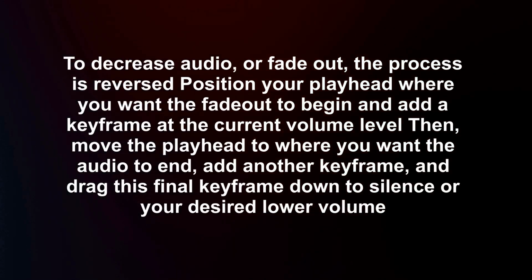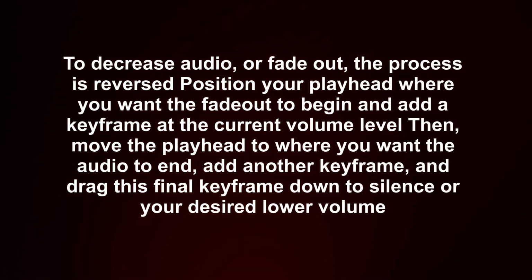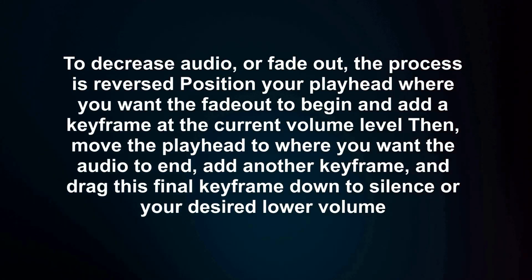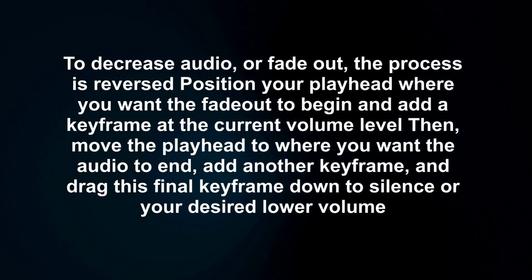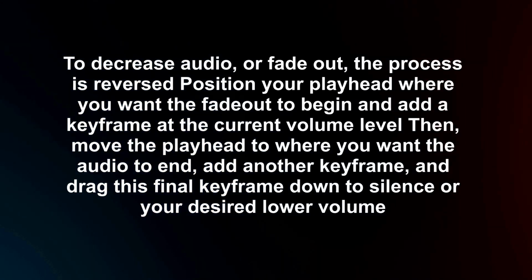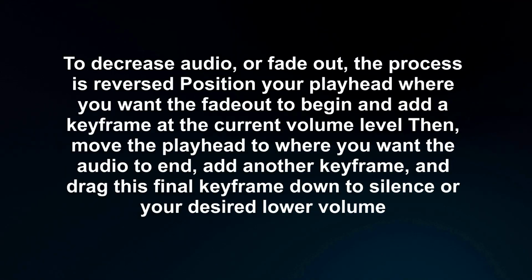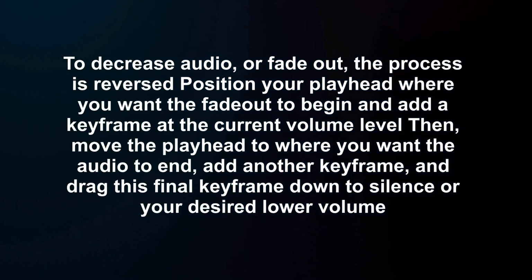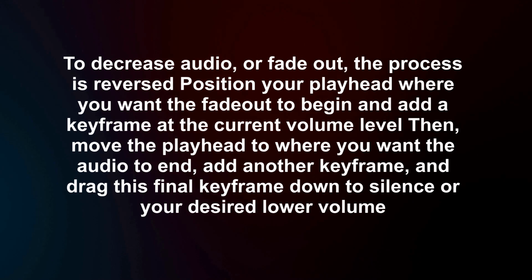To decrease audio, or fade out, the process is reversed. Position your playhead where you want the fade out to begin and add a keyframe at the current volume level. Then, move the playhead to where you want the audio to end, add another keyframe, and drag this final keyframe down to silence or your desired lower volume.